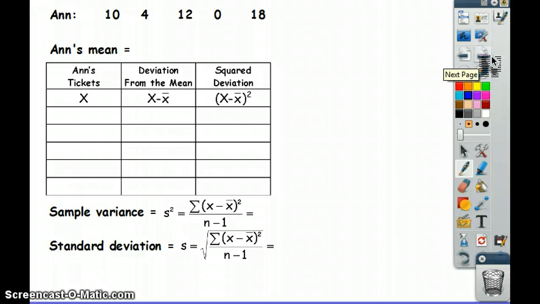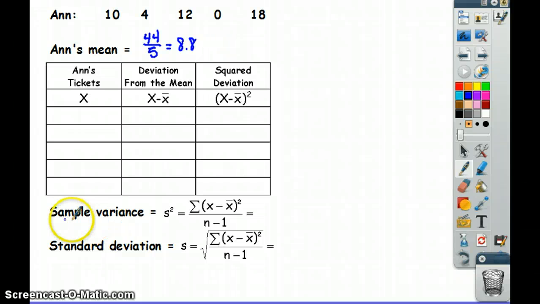Okay, let's find the average first for Ann. Ann's mean: I'm going to add 10 and 4 and 12 and 0 and 18. And when I did that, I got 44 divided by 5. Ann's mean is 8.8.